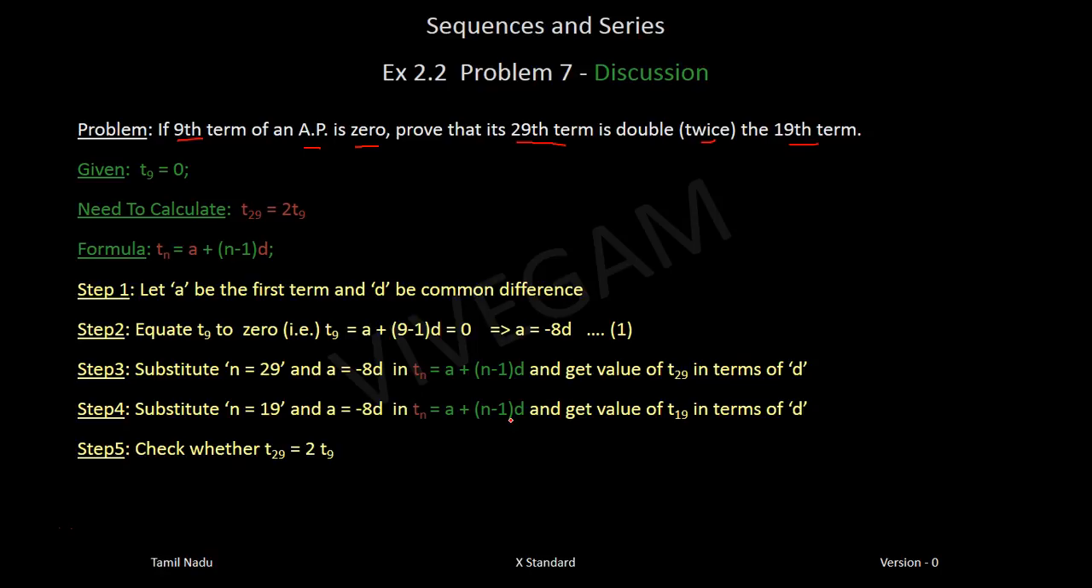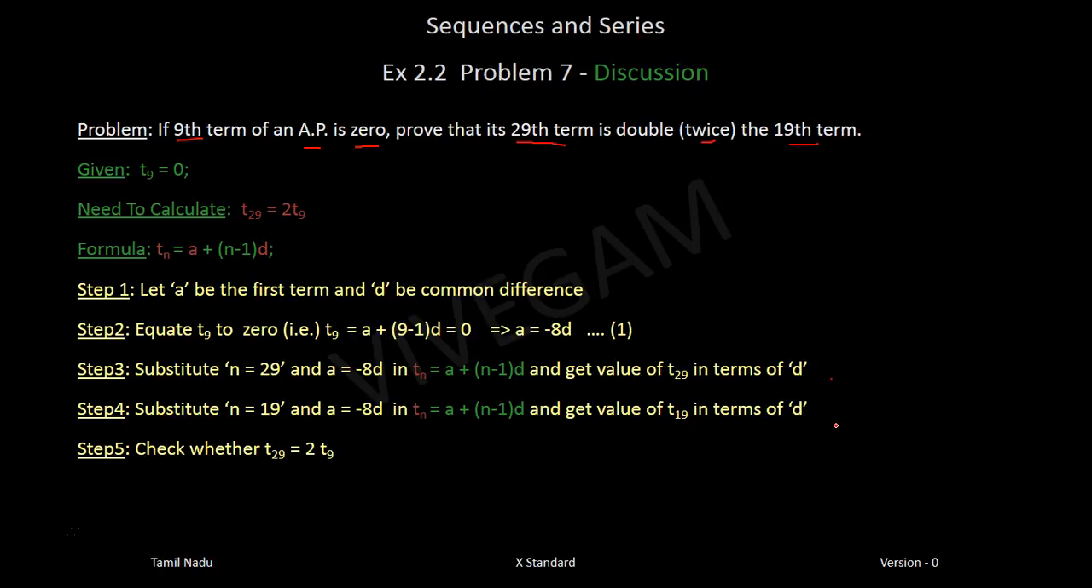Similarly, do that for this step also, and then you will get T19 in terms of d. So for example, T29 is 50d. And if T19 is 25d, then you can show that T29 is 2 times T19. One is 50d, the other one is 25d. So 25 into 2 is 50.